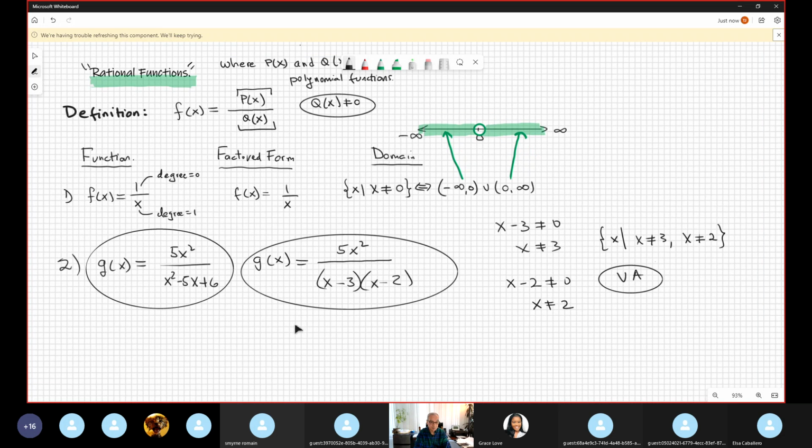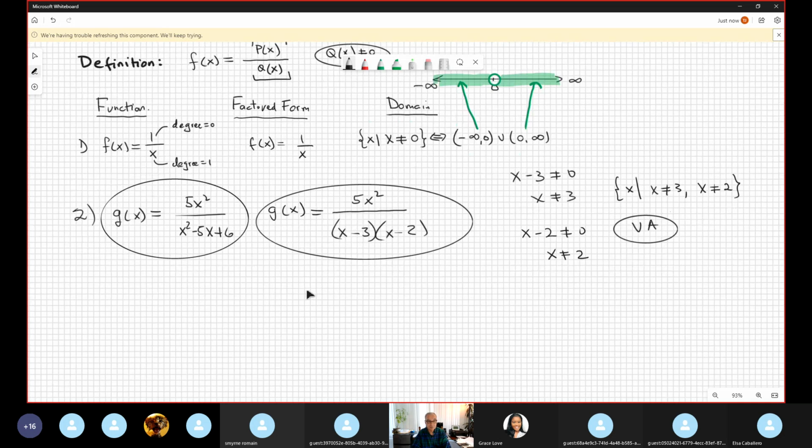One more. Number 3. It's a function I want to call h, and h is x plus 3 over x squared plus 4. Okay, let me express it in factored form. At the top, we cannot do anything because it's only one binomial. In the bottom, this is the sum of squares.